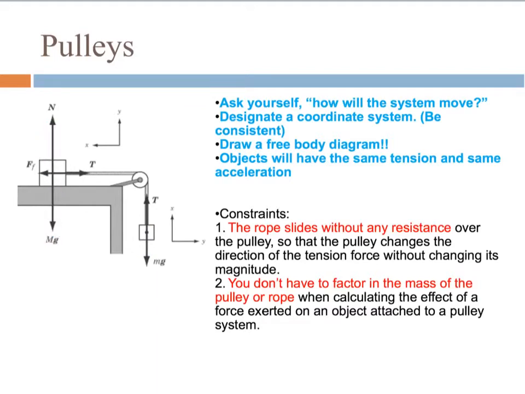So with this, it's going to be very important to draw a free body diagram, just like all problems. But what's going to help this situation is that all objects will have the same tension and the same acceleration. So, even if I have a tension, this T right here is the same as this T over here. And again, if I have an object that's accelerating, both objects will have the same acceleration.